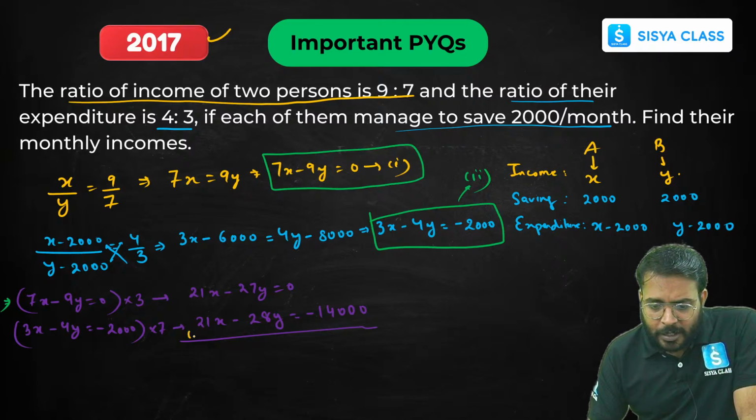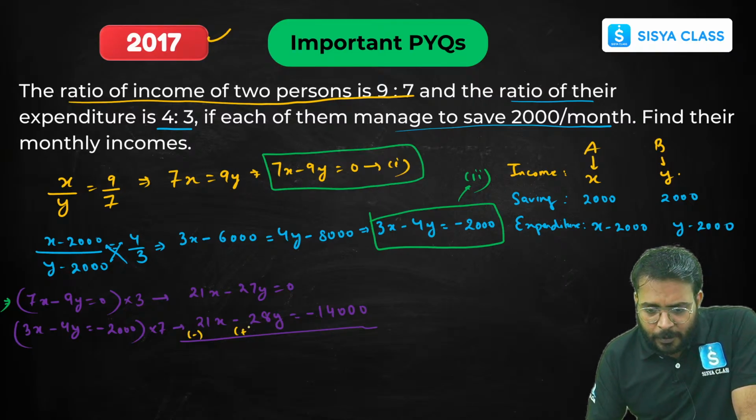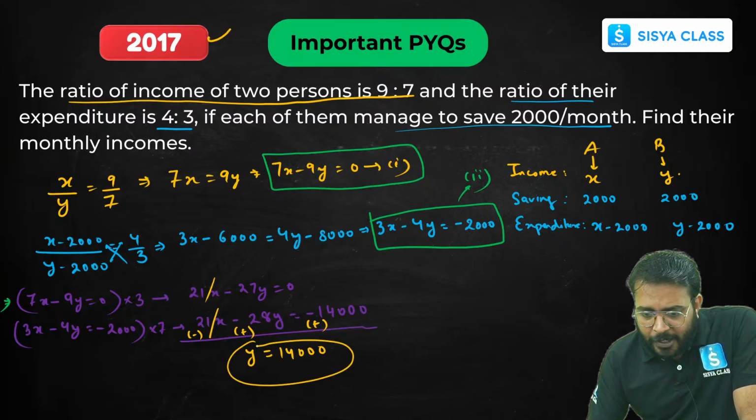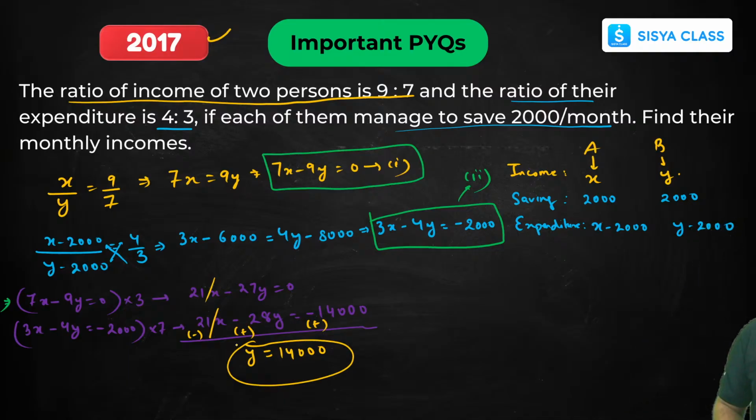Here plus will become minus, minus will become plus, and minus will become plus. So 21x minus 21x, they will get cancelled. Plus 28y minus 27y, you will get y, and y is going to be 14,000. That means the income of your second person, y, is going to be 14,000.